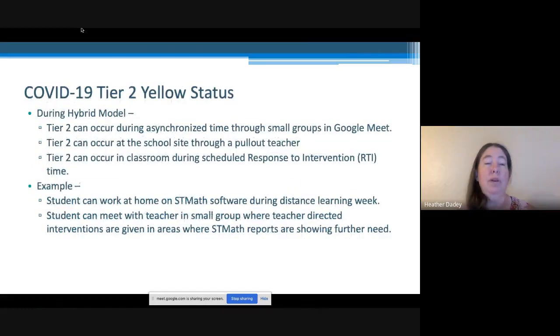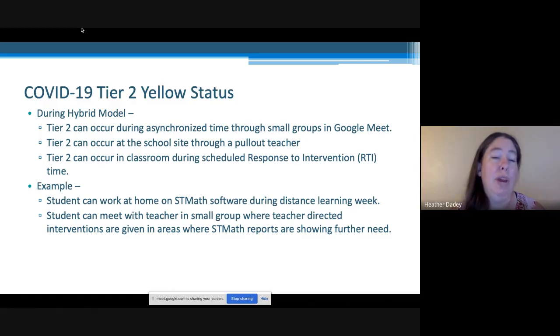So what do we do in COVID tier 2 yellow status? This means we're going to the hybrid model. During the hybrid model, tier 2 can occur during asynchronous time through small groups and Google Meet. Tier 2 can occur at the school site through a pullout teacher. Tier 2 can occur in the classroom during scheduled response to intervention. So those are some ideas of where tier 2 can fall.